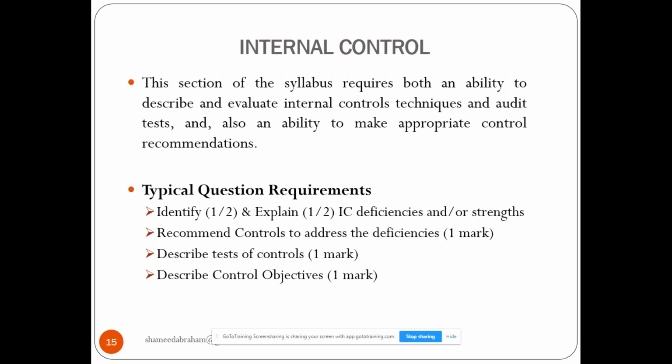Another area of the F8 exam relates to internal controls. You can pick up any F8 exam and you're guaranteed to find a big question on internal controls. What manifests itself in the exam: identify and explain internal control deficiencies or sometimes strengths, recommend controls to address the deficiencies, describe tests of controls, describe control objectives. These are things that are completely different from each other. A control is something that we've put in place. It is different from a test of a control, and that is also different from the objective of a control.